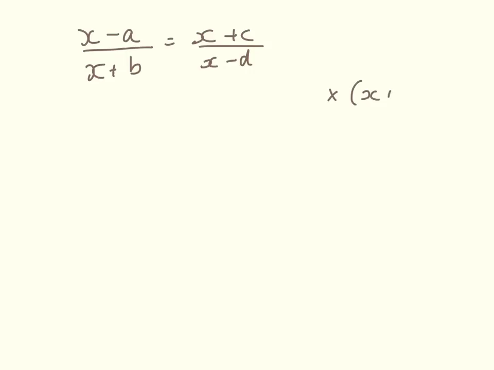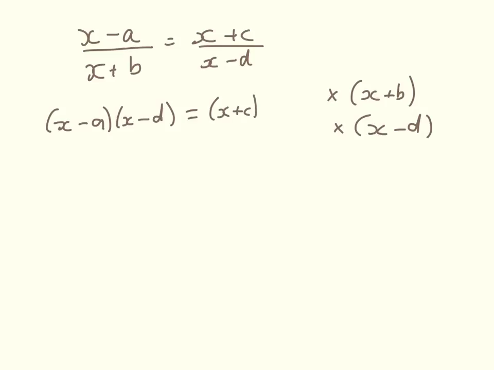Okay, now we're going to work with a more abstract problem, which is to solve this rational equation. So the simplest thing to do here is to get rid of the fraction by cross multiplying. So I'm going to multiply both sides by x plus b, and I'm going to multiply both sides by x minus d. So that gives me x minus a times x minus d equals x plus c times x plus b. So I now have a quadratic equals a quadratic. Let's expand and see what happens.